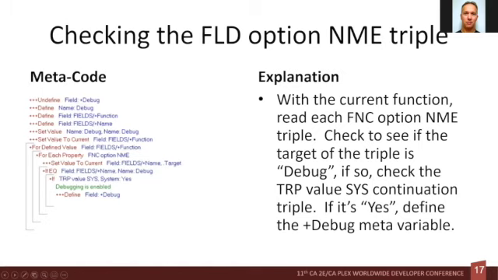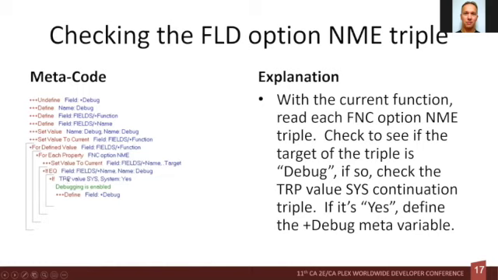So basically what I'm doing here is defining all the variables I need. And then I'm setting the current function to a meta variable called +function. And then with that, for defined value, my function, I want to read each property of each triple, the function option name triple. And I'm going to work with the target here, which is going to be the name object. And here I'm going to compare the name object to make sure it's debug. I want to check for that.